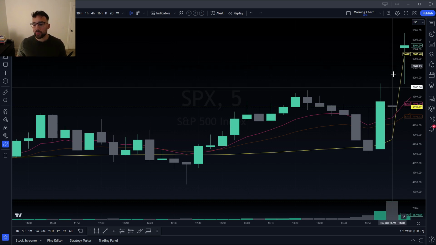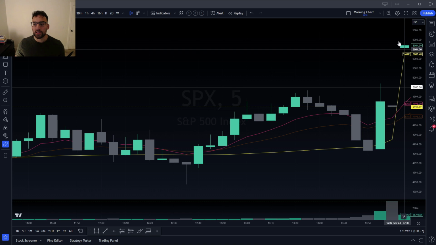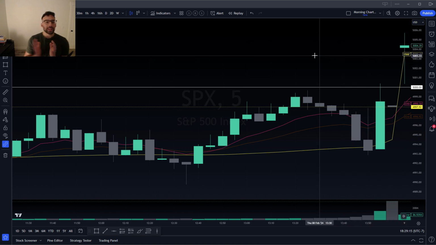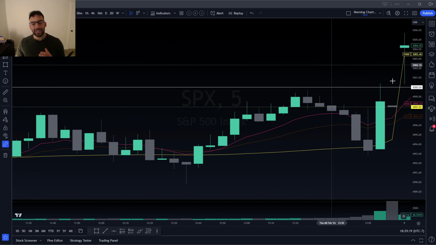So now we're looking at this 5-minute chart, and you can see this initial candle comes down to 5,034 and immediately starts to make this push up. I don't really like to take trades within the first 10 to 15 minutes of the market open, so I did not take this.